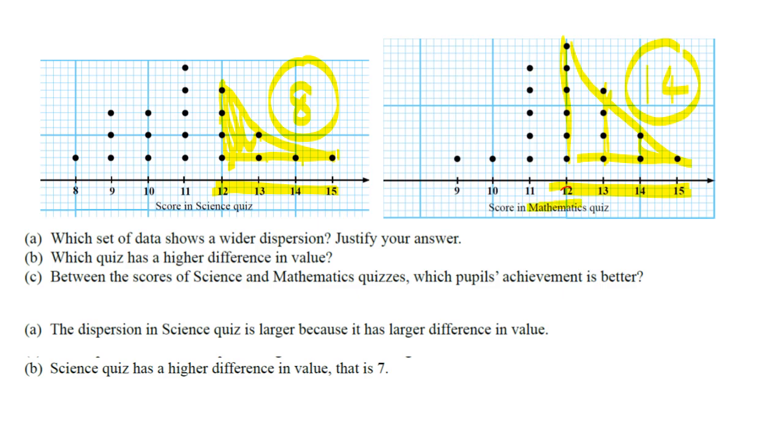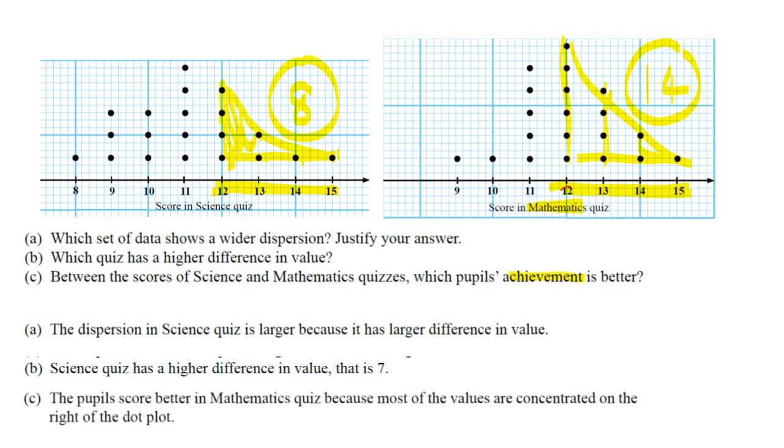So actually, maths have a better achievement, the students. So you can say that the pupils score better in mathematics because most values are concentrated on the right of the dot plot. Here the right, because the right is higher score, higher marks. So that's how you compare.